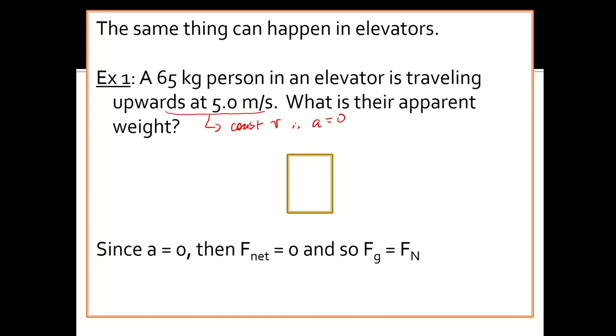So if acceleration is 0, then our Fnet is going to be 0, and therefore Fg is going to equal Fn. So again, your Fg is going to be the same as your Fn vector. Okay, so no acceleration means that you will have, again, Fn minus Fg equals 0, and you end up with this. So apparent weight is the same as the actual weight.